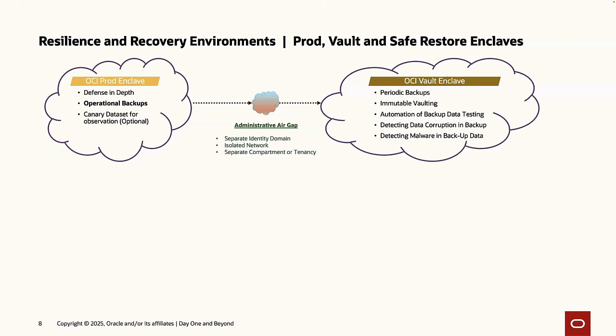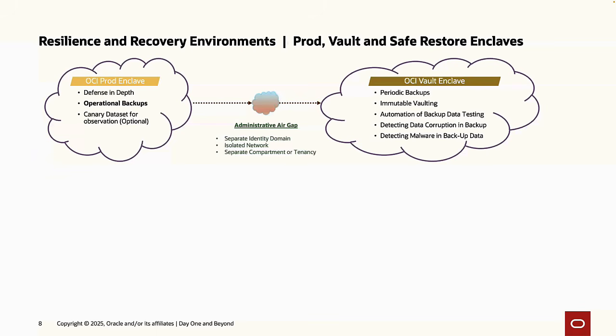A better solution is to have a separate identity domain, and that can be within the same identity provider, or the strongest protection is to have a separate identity provider actually provide the identities or access to the vault enclave. That helps reduce the risk of compromise of your primary identity provider. They get that, then they get all of them. So we highly recommend a separate identity provider be used.